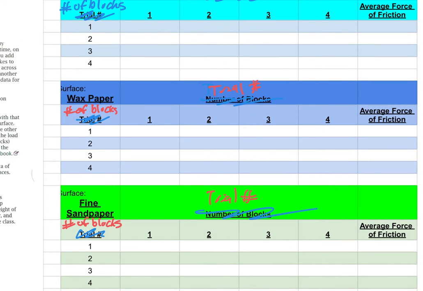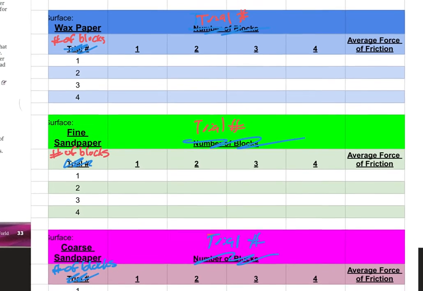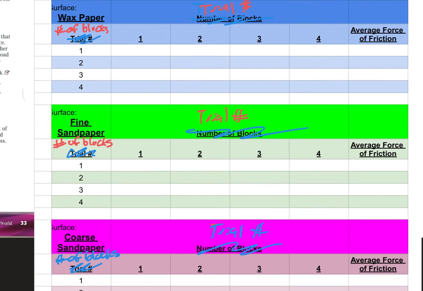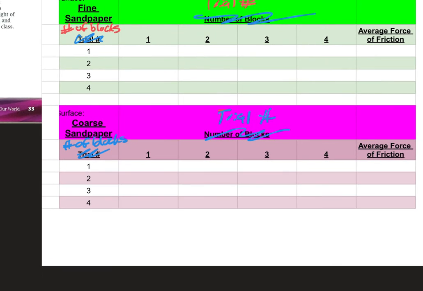Here's your wax paper table. Pause your video to get that one. Here is your fine sandpaper table. Pause it to get that one. And the final table is your coarse sandpaper table. So pause and get that one.